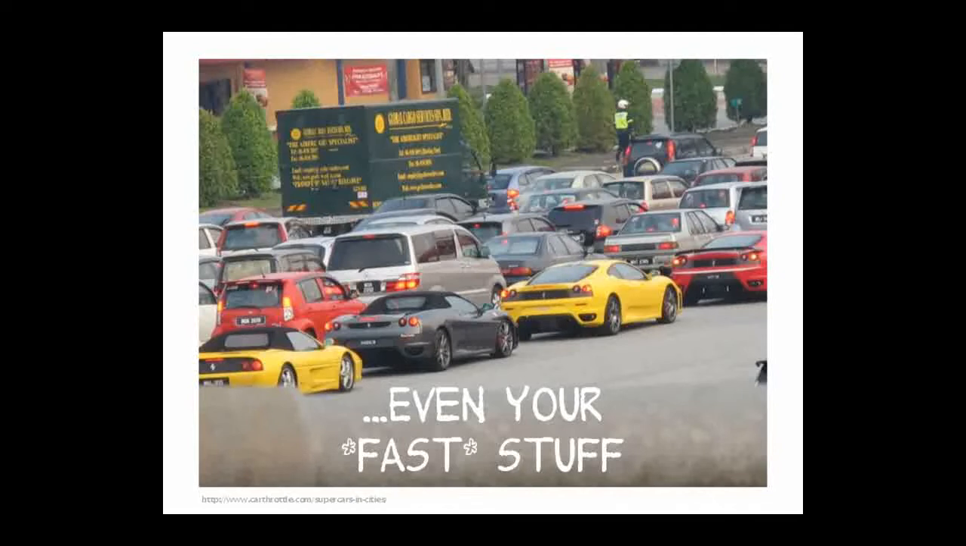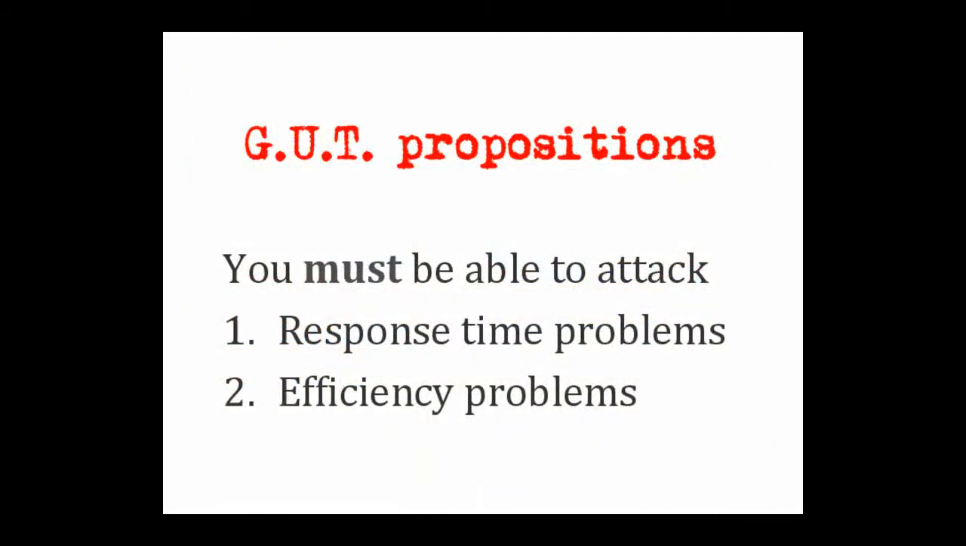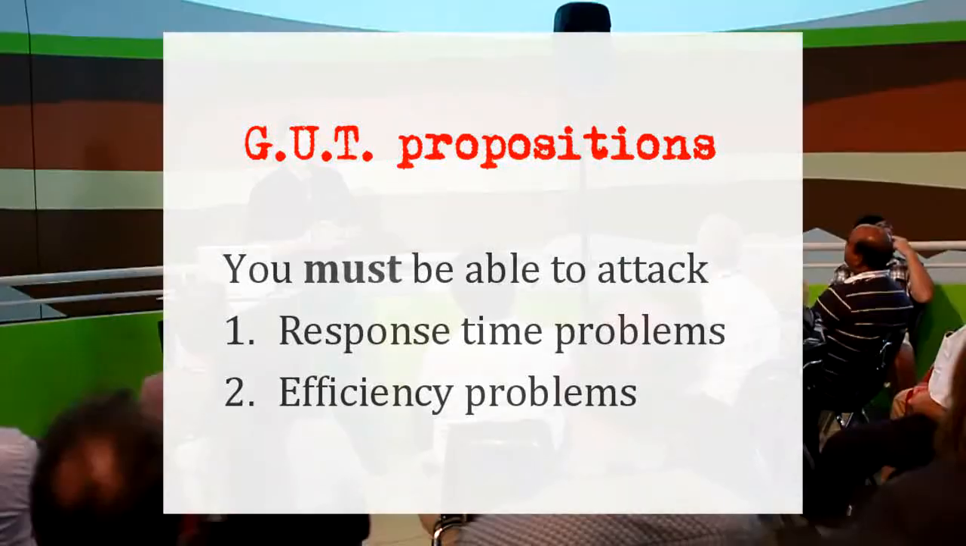So to recap, the two GUT propositions are you must be able to attack response time problems and efficiency problems. This concludes part one. We will move now into part two, the historical perspective.